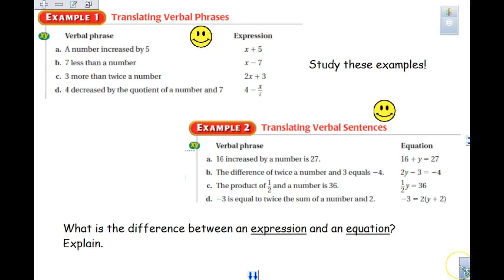All right. Notice it says we are translating verbal phrases. I just want you, with your pencils, to kind of match which one goes with which as you read them. And I'm going to have you quietly do it first on your own, and then we'll check. Notice these are phrases. There is no equal.